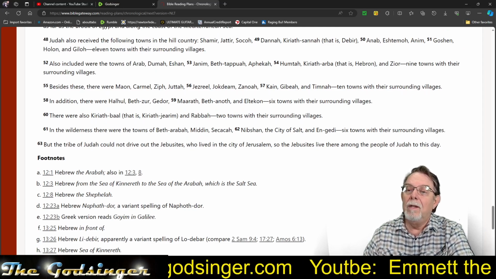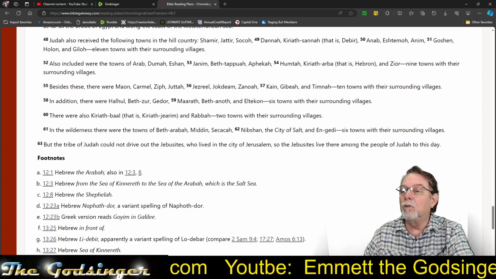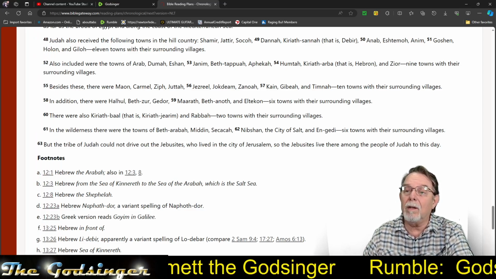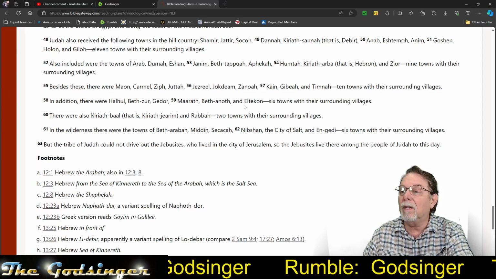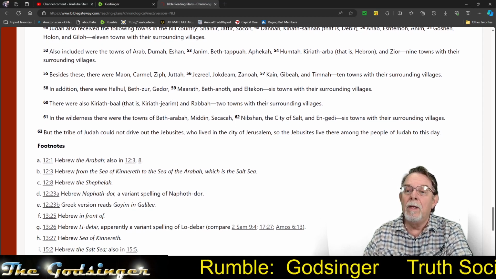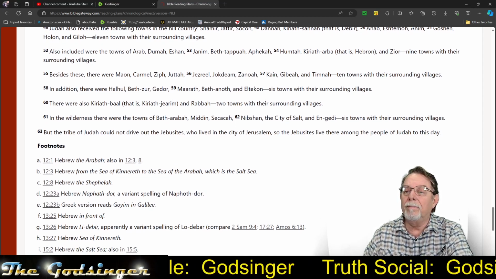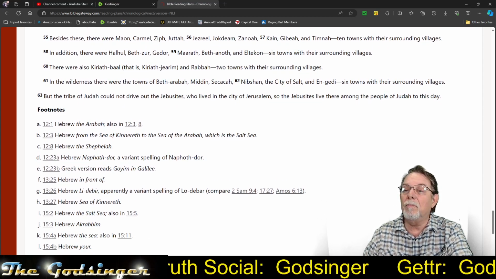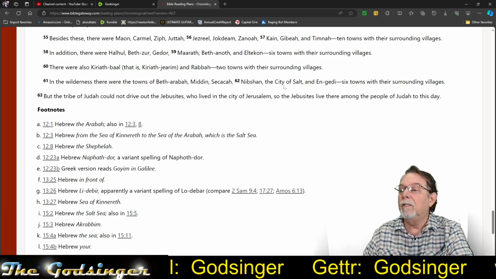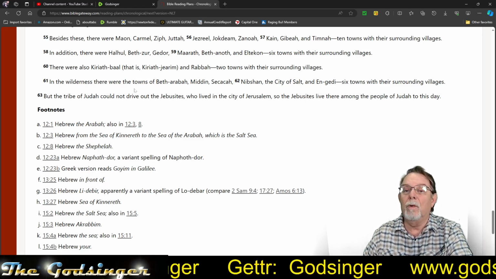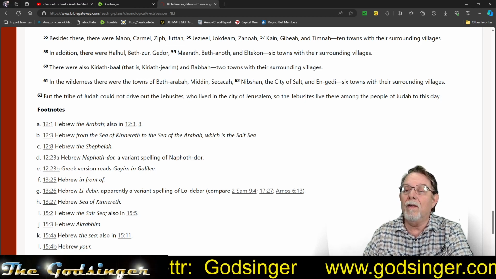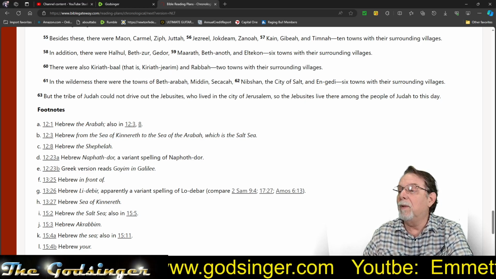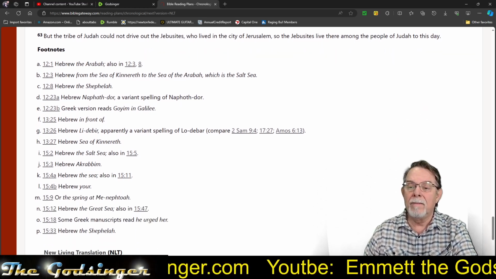Besides these were Maon, Carmel, Ziph, Juttah, Jezreel, Jokdeam, Zanoah, Kain, Gibeah, and Timnah, 10 towns with their surrounding villages. In addition, there were Halhul, Beth Zur, Gedor, Maarath, Beth Anoth, and Eltekon, 6 towns with their surrounding villages. There was also Kiriath Baal, that is Kiriath Jearim, and Rabbah, 2 towns with their surrounding villages. In the wilderness, there were the towns of Beth Arabah, Middin, Secacah, Nibshan, the City of Salt, and En Gedi, 6 towns with their surrounding villages. But the tribe of Judah could not drive out the Jebusites who lived in the city of Jerusalem. So the Jebusites live there among the people of Judah to this day.